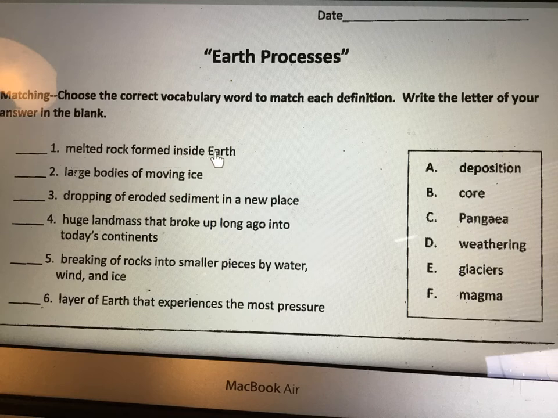Melted rock formed inside the earth. Large bodies of moving ice. Dropping of eroded sediments in a new place. Huge land mass that broke up long ago into today's continents. Breaking of rocks into smaller pieces by water, wind, and ice. Layer of earth that experiences the most pressure.